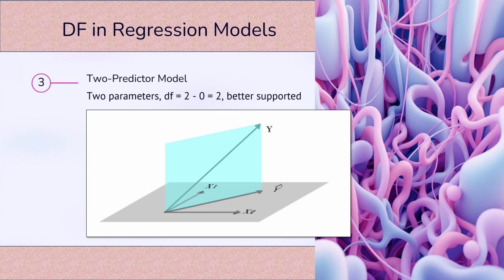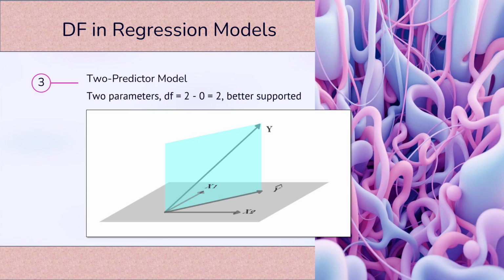As you notice, a two-predictor model, df = 2 - 0 = 2, is better supported than the one-predictor model, df = 1 - 0 = 1. When the number of orthogonal vectors increases, we have more pieces of independent information to predict y, and the model tends to be more stable. In short, the degree of freedom can be defined in the context of dimensionality, which conveys the amount of useful information.